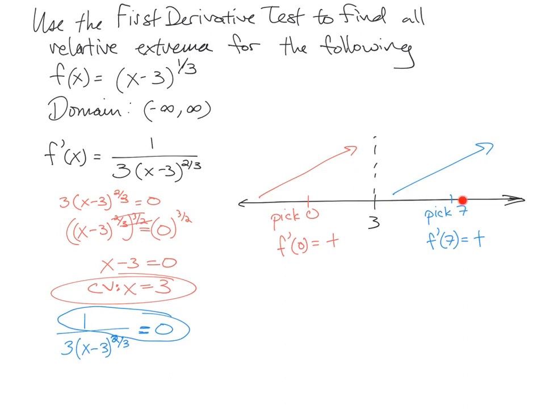To the right of 3, greater than 3, I picked 7. And if I put 7 in here, 7 minus 3 is positive. Squaring makes it positive. Cube rooting keeps it positive times a positive 3. It's all positive. So in this example, I have a critical value of 3.